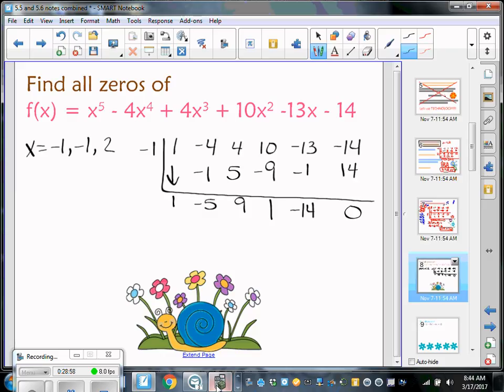14, add 0. So if I go through and I don't get a 0, what's it mean? Either it's not the right number or you did your math wrong. It's probably you did your math wrong.